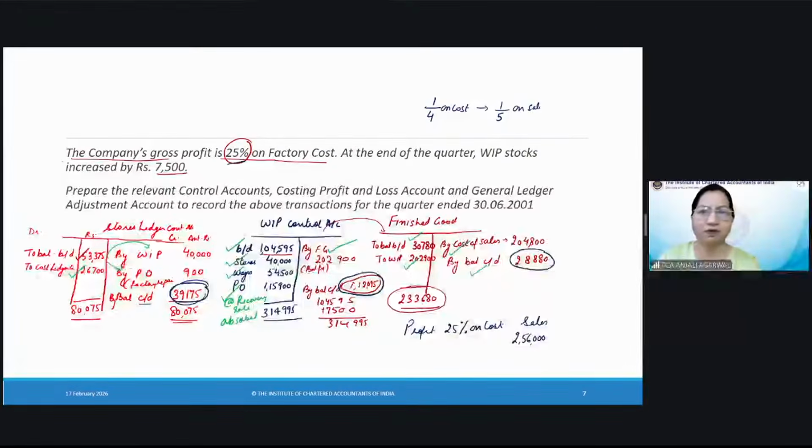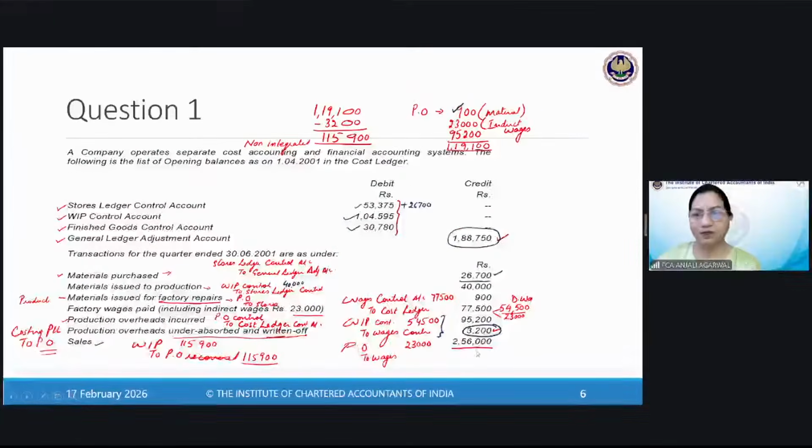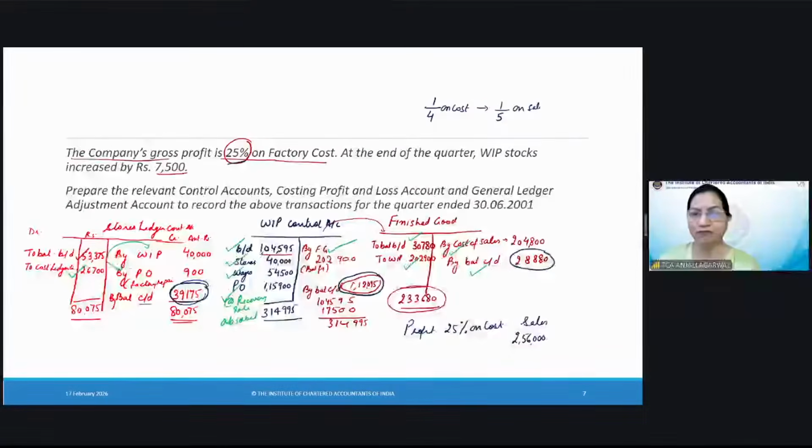Out of which, because of this language, the company's gross profit is 25% on cost and sales is given. So 2 lakh 56, 1/5 of 2 lakh 56 profit is calculated. Profit comes out to be 51,200. That is subtracted from here, which means the goods sold are 2 lakh 4,800. So the finished goods which are sold is 2 lakh 4,800. This comes as a working note. Is it clear now? By cost of sales.